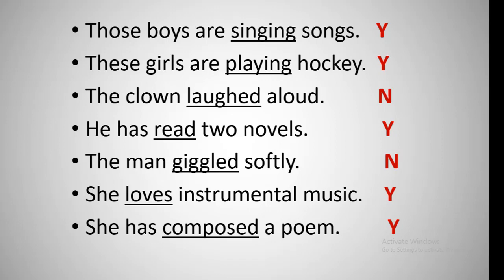The man giggled softly. Giggled is an intransitive verb because it is not requiring any object to give the complete meaning. Softly is just an adverb like the other adverbs above, which we have already seen. It is just enhancing the meaning of giggled, but it is not the object of the sentence. So we will write N for no.